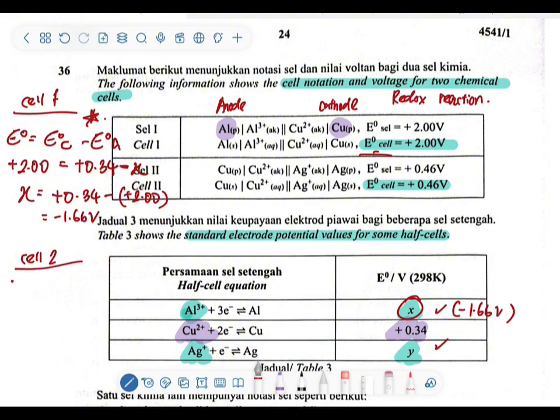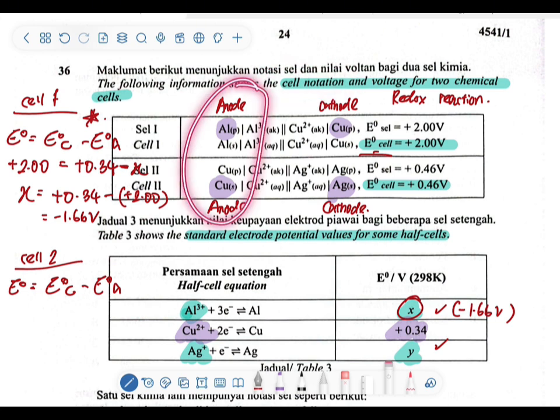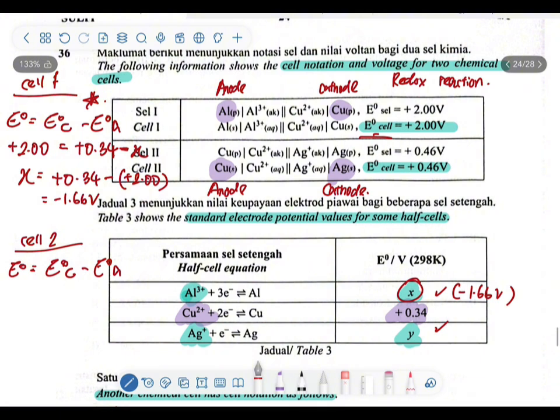Okay, so for cell 2, also copy down the same formula, which is the E-value equals the E-cathode minus the E-anode. In this question, we get copper as our anode and silver as our cathode. This will always remain: once you look at this cell notation, the left-hand side will always be our anode, and the right-hand side will always be our cathode. So just put the values into it, and then we will get our answer.